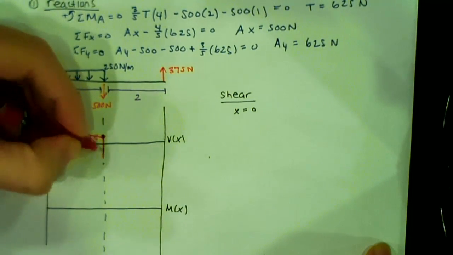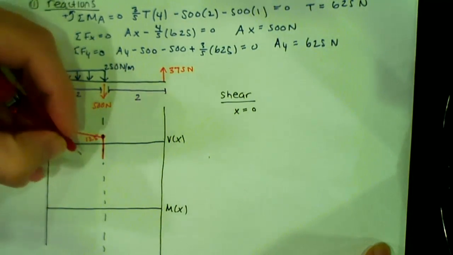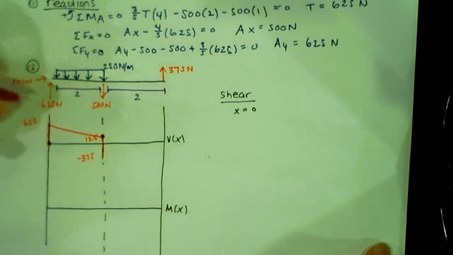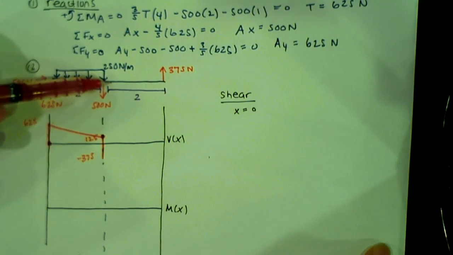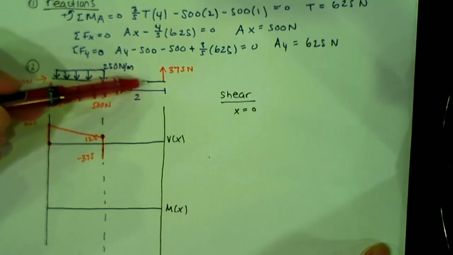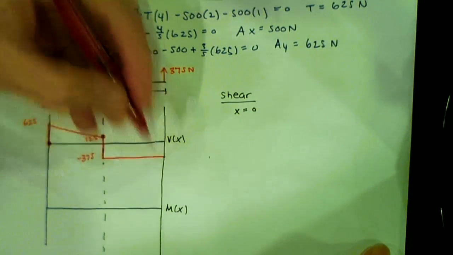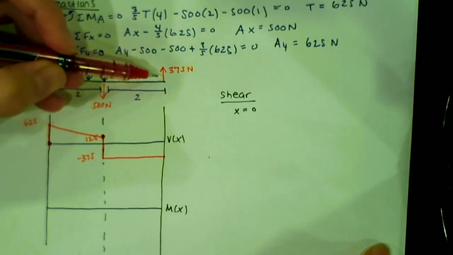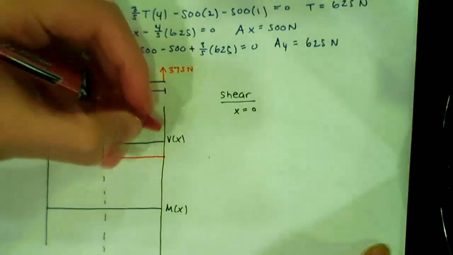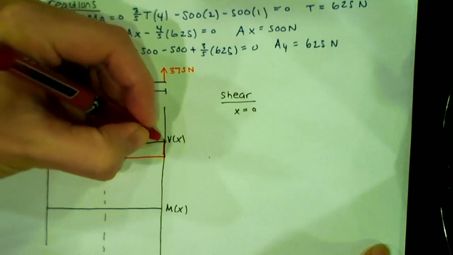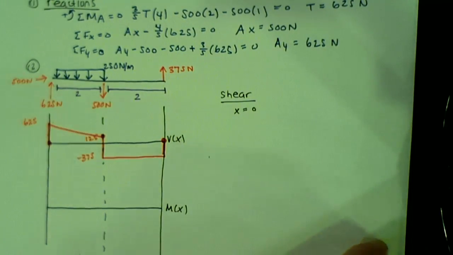So he gets pushed straight down to negative 375. Now what happens to him as he runs along this part of the beam? Nothing, nothing, nothing. So he just goes straight across. And then what happens whenever he reaches the end point? He gets pushed up 375. So back to 0. And so we're doing good.